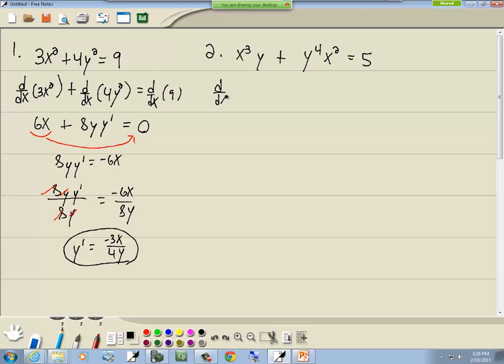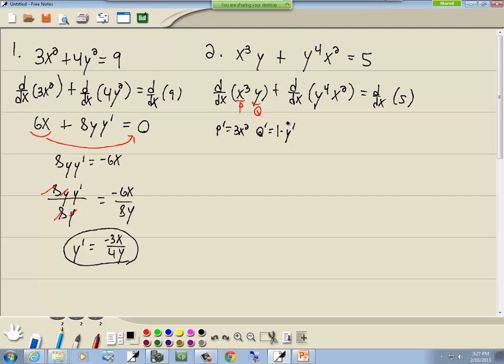So we'll take the derivative with respect to x of x to the third y, plus the derivative with respect to x of y to the fourth x squared, and the derivative with respect to x of 5. Well, these first two are product rules. x to the third will be our p, this will be our q. So p prime, the derivative of x to the third, is 3x squared. For q prime, the derivative of y is 1, but we have to add on a y prime. Again, we're taking the derivative with respect to x, and that's y, so you take derivatives just like normal, but then you have to add on your y prime.